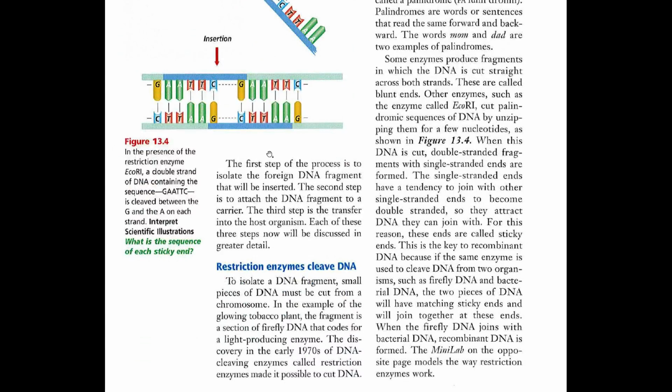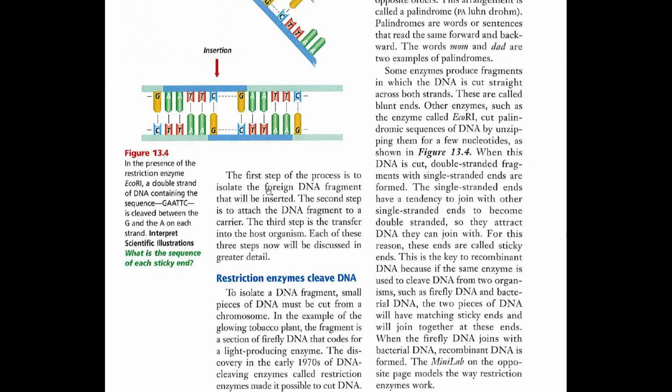So there's three steps. First, isolate the foreign DNA fragment that will be inserted. So in the case of that glow-in-the-dark plant, let's isolate the DNA from the firefly, or dragonfly, or whatever it was. Firefly, yeah, duh. Dragonflies don't light up, fireflies do. Sorry. So isolate the firefly DNA. Second step, attach that DNA to a carrier. And then third step, transfer that into the host organism. Okay? So isolate the DNA, attach it to a carrier, and transfer that into the new organism. Those are the three steps.